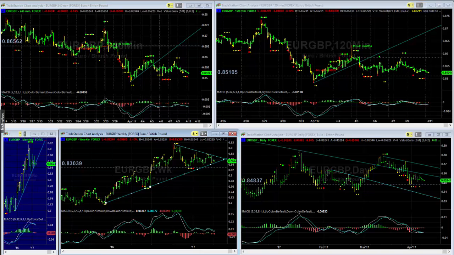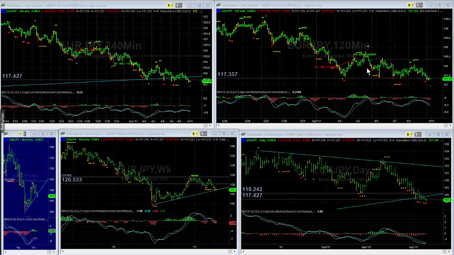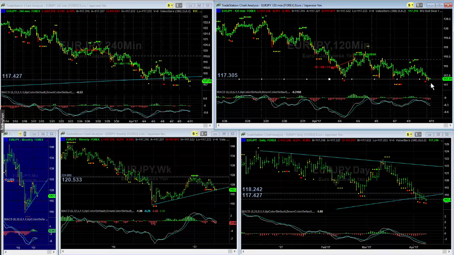Let me just fix that. All right, let's look at the euro yen. Okay, and again, we have a bit of compression, but in this case, we're breaking through that compression as we speak. So we've broken the support of 117.305. We come back up and retest it a little bit, and we'll see if we can go lower.